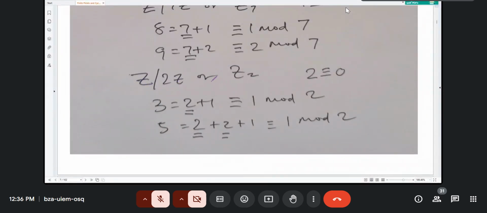Z slash 2Z or Z2, which is actually GF(2), is where 2 is equivalent to 0. So 3 is equal to 1 mod 2. 5 is equal to 1 mod 2.